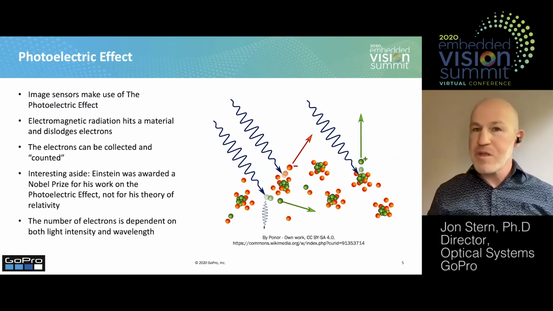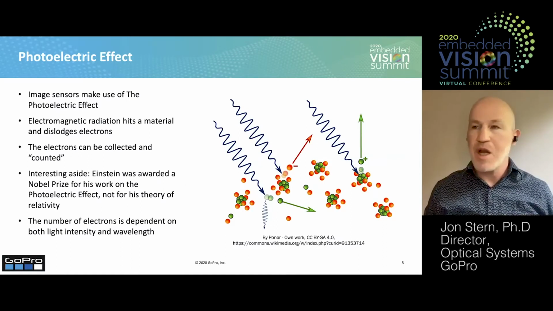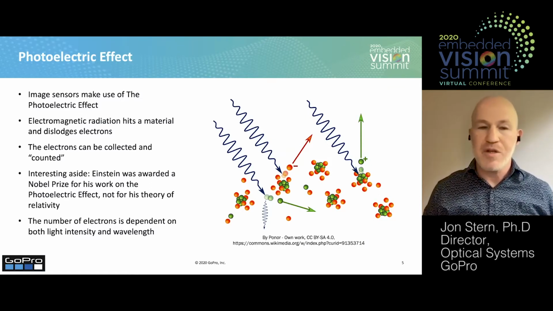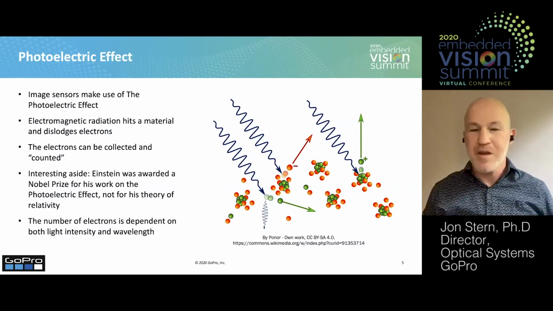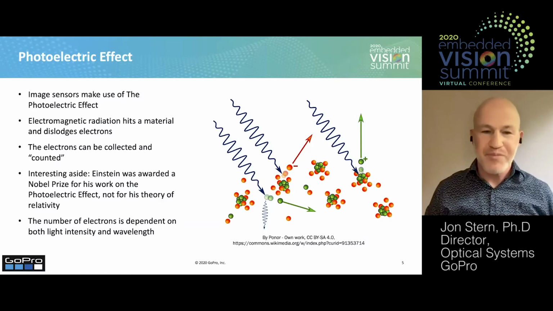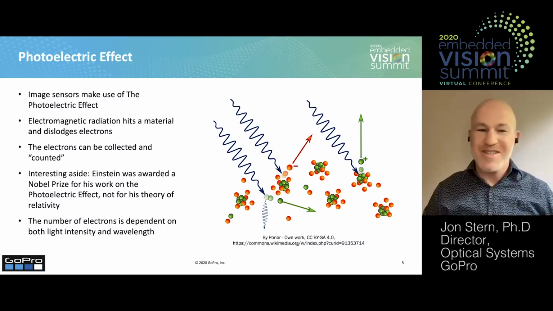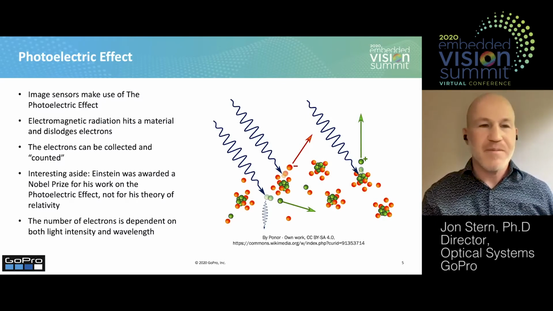Image sensors make use of the photoelectric effect. Electromagnetic radiation hits a material and dislodges electrons. And those electrons can be collected and counted. An interesting aside is Albert Einstein was awarded his Nobel Prize for work on the photoelectric effect, not for his theory of relativity. Anyway, the number of electrons is dependent on both the intensity and wavelength.